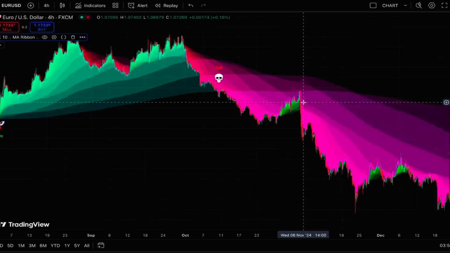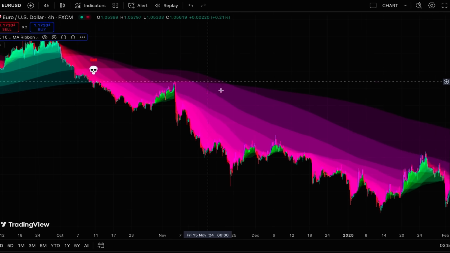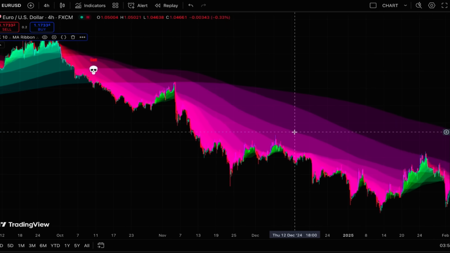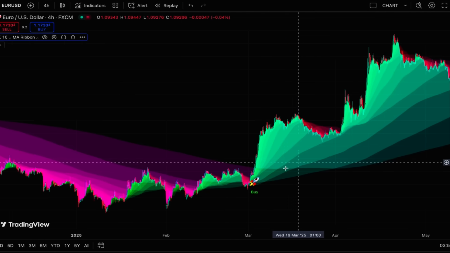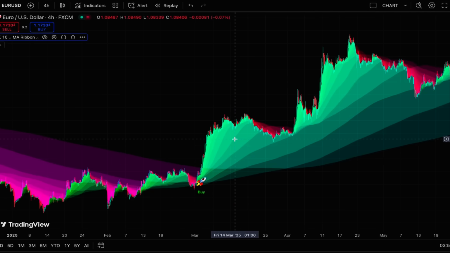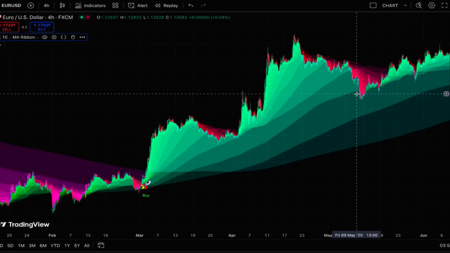From the point that the indicator completely turned to purple, the market is trending down, and we should look for short position opportunities. And from the point that the indicator completely turned to green, the market is trending up, and we should look for long position opportunities. Let me show you an example so you better understand.